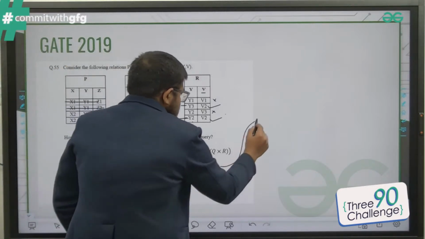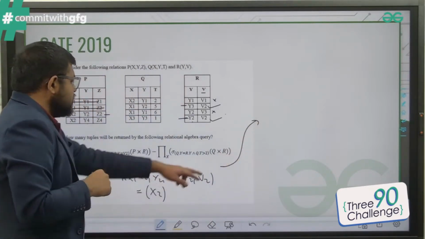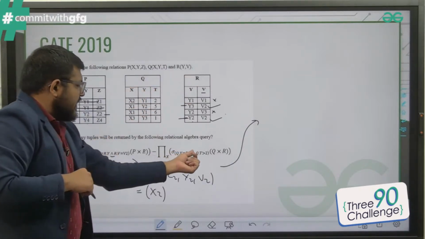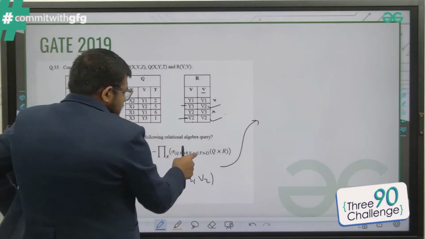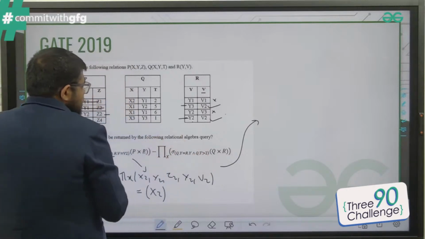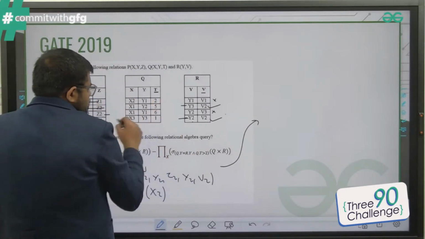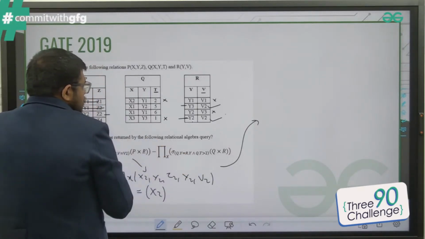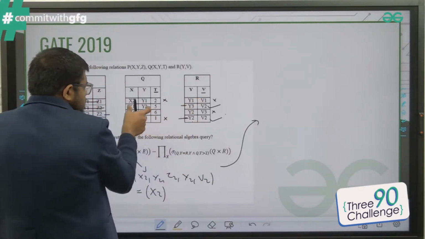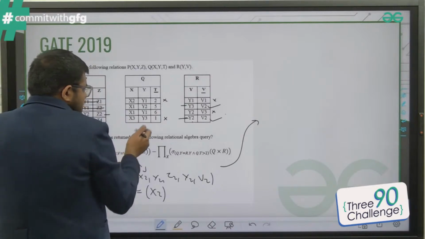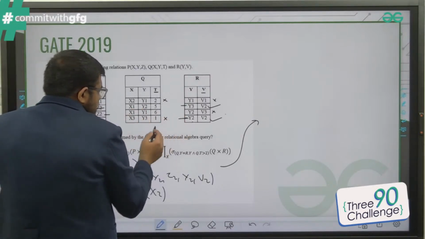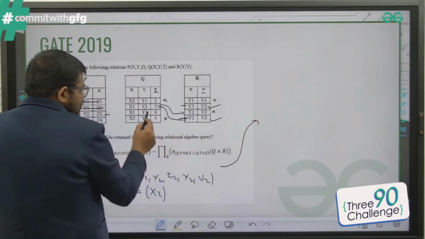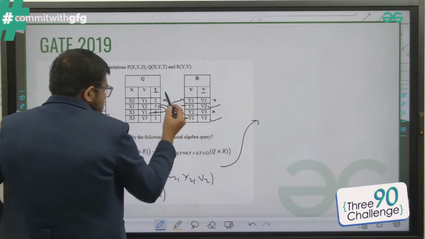Now let's try to solve this. Here we take the cross product between Q and R, and here we take the tuples where the Q.T value is greater than 2. Q.T greater than 2 means this and this are not taken, and Q.Y equals R.Y. So I am taking the cross product, and this Y value and this Y value must match. So Y2 must match with Y2. This will combine with this as well as this, and Y1 will match with Y1. So this will combine with this.